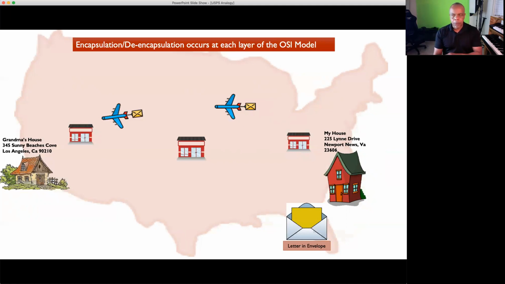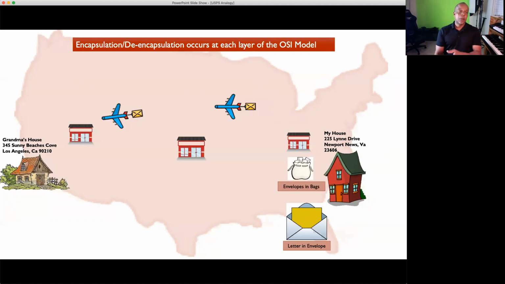Let me give you an example. Here we go. Let's go back to our mail system. So when I wrote this letter, the first thing I had to do was what? I wrote a letter on a piece of paper, folded it up, stuck it in an envelope. So I put my letter in the envelope. That's the first layer of encapsulation. That letter is encapsulated inside of the envelope.